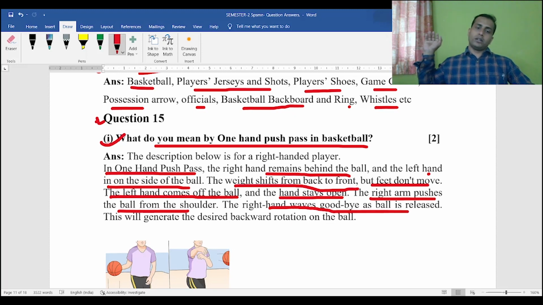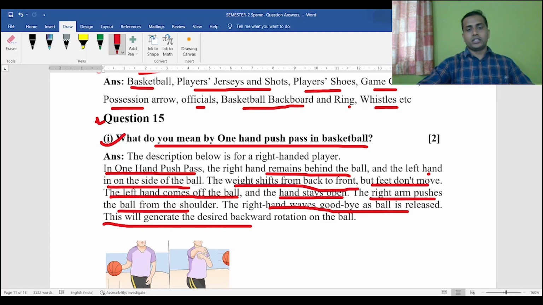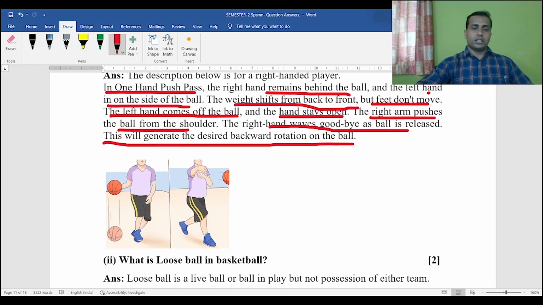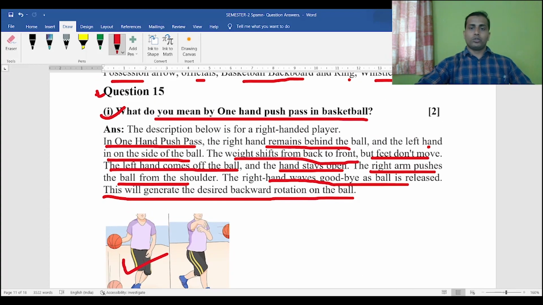That means whenever the ball is passed, the hand will show a kind of goodbye sign. Your hand position will be like that, so it will look like you are saying goodbye to somebody. This will generate the desired backward rotation of the ball. This picture might be a little clearer to you. It is not exactly shown, but it is almost the way one hand push pass is done.